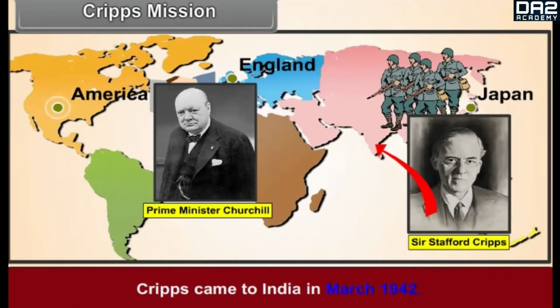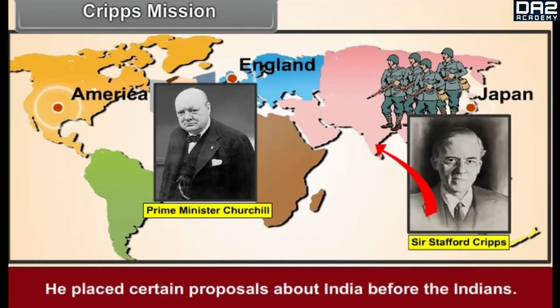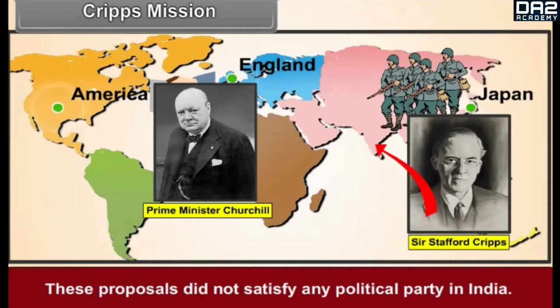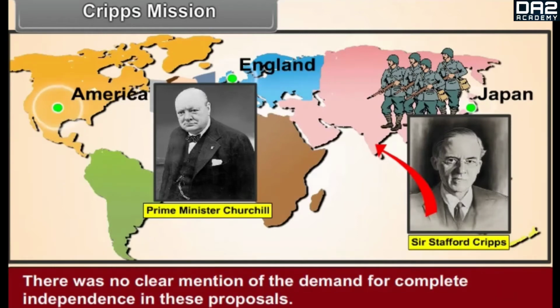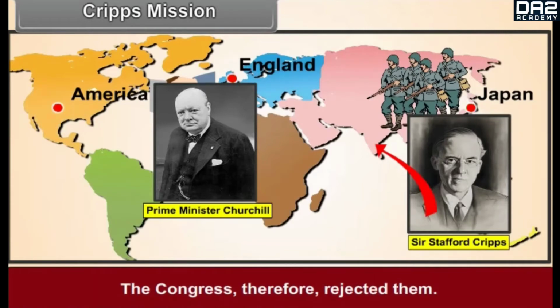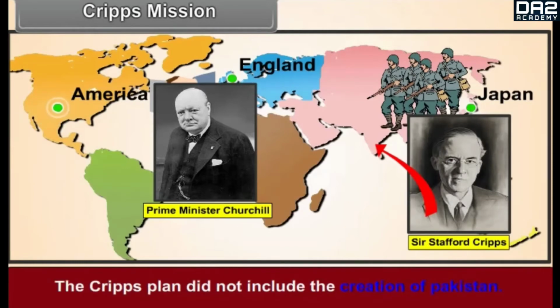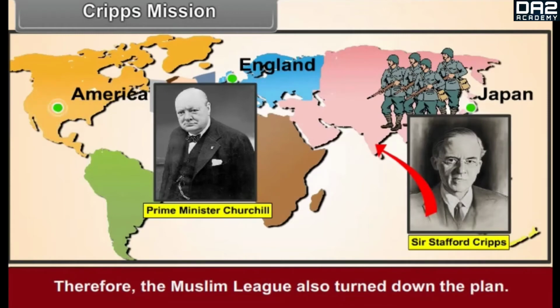Cripps came to India in March 1942. He placed certain proposals about India before the Indians. These proposals did not satisfy any political party in India. There was no clear mention of the demand for complete independence in these proposals. The Congress, therefore, rejected them. The Cripps plan did not include the creation of Pakistan. Therefore, the Muslim League also turned down the plan.